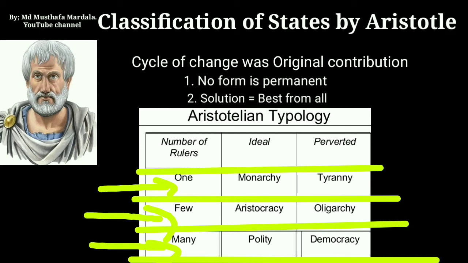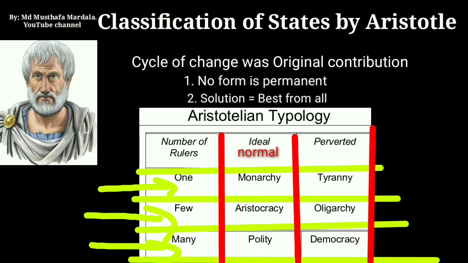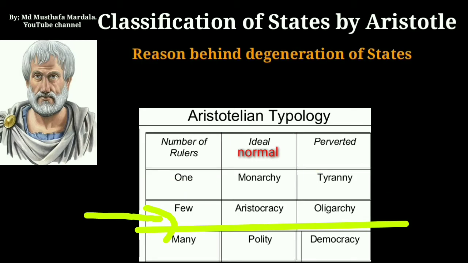Further, his qualitative classification, which is based on the objective and the aim or the end of the government: monarchy, which is ruled by one, aristocracy, which is ruled by few, and polity, which is ruled by many, are considered the normal, good or positive type of government, because he says these governments are looking for the welfare of the people. And the second one, the perverted or corrupt form of government, includes tyranny, which is ruled by one, oligarchy, which is ruled by few, and democracy, which is ruled by many.